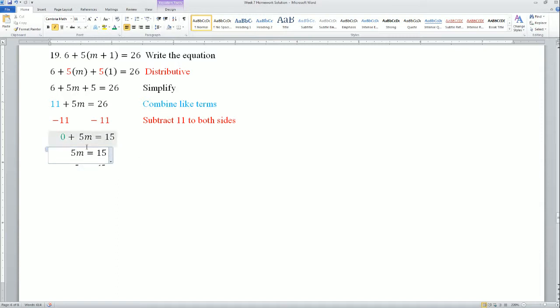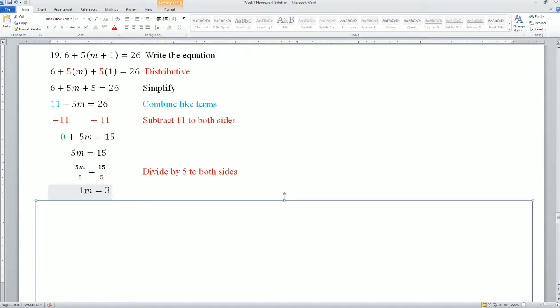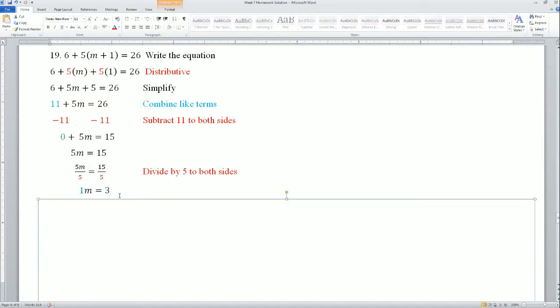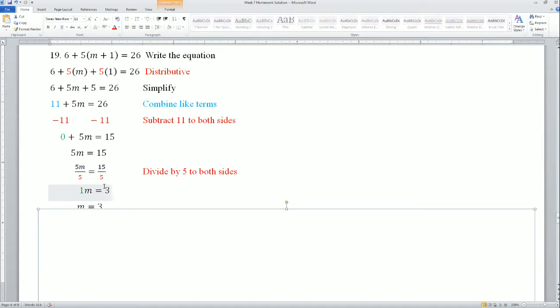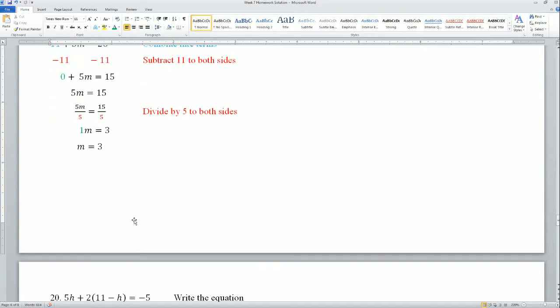5 is attached via multiplication to the m, so you're going to divide by 5 on both sides. 5 over 5 just simplifies into 1. Right hand side, 15 divided by 5 is 3. So, again, you have that identity element of 1 from 5 divided by 5. Do we ever write that 1 in front of the variable? No. So that just becomes m equals 3.